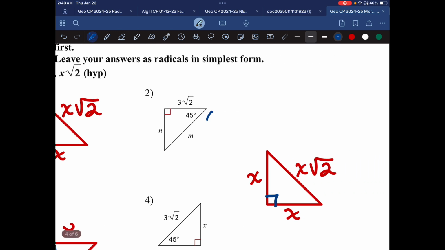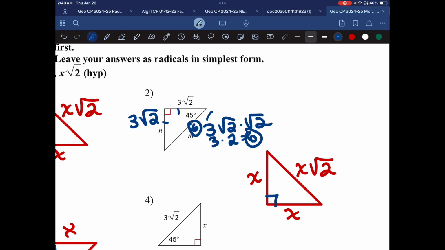Moving ahead to 2. The legs are the same, so this is 3 radical 2. And now the hypotenuse is the leg times the square root of 2, which in this case would be 3 times the square root of 4, which is 2, and therefore 6. So the hypotenuse is a beautiful little 6.